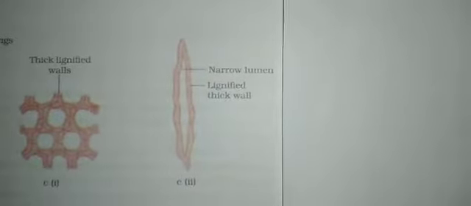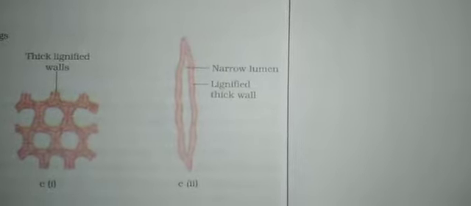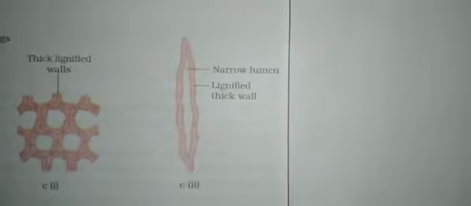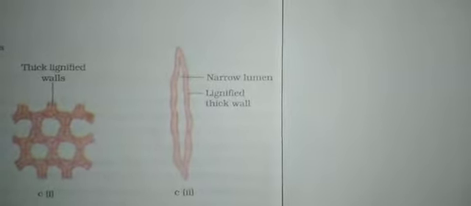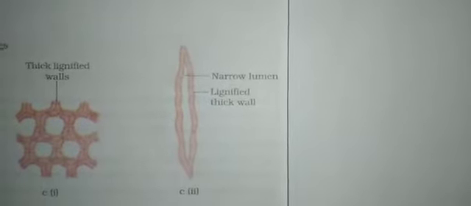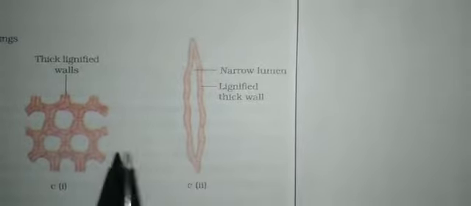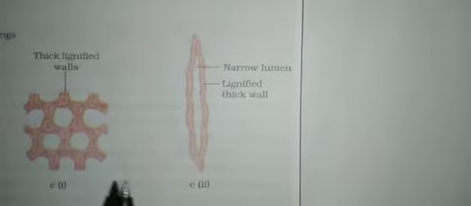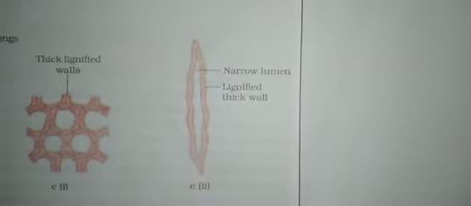Yet another type of permanent tissue, that is sclerenchyma. So we have three different types of simple permanent tissues: parenchyma, collenchyma, and sclerenchyma. So this is sclerenchyma tissue. It is another type of permanent tissue, and it is the tissue which makes the plant hard and stiff.